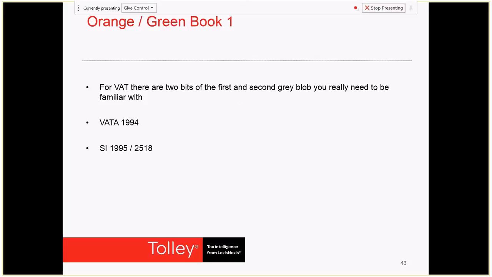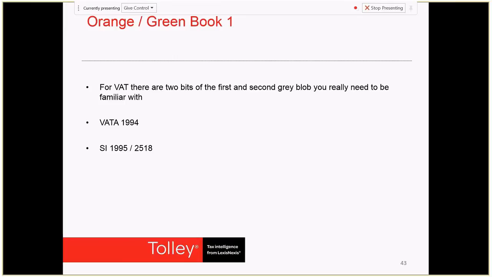Now, for those of you doing VAT, there's some of you in the room doing VAT, how do they know? Obviously, you're into the orange books. And the main bits that we need to know for VAT are just two real bits in there, which is VATA of the main act, and then there's a fabulous statutory instrument. Those of you doing awareness CTA, we only really look at these two here. Those of you doing the indirect route, you'll be delving into quite a bit more.